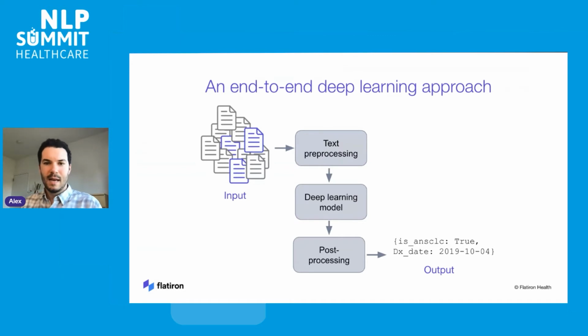We take an end-to-end modeling approach to the problem. We start with a set of documents associated with a patient, and then we perform text pre-processing, a pass through a deep learning model, some post-processing, and ultimately output two values. These two values are a probability that the patient has advanced NSCLC, which we can then binarize as true or false, and a diagnosis date for when they received their advanced diagnosis, if they do have advanced disease.